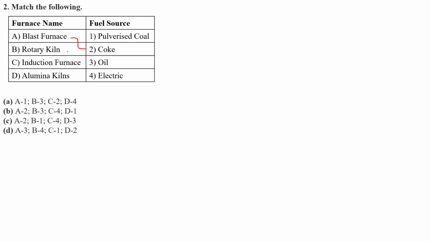While the rotary kiln, which is generally used for the production of direct reduced iron, uses pulverized coal as a fuel source material. While the induction furnace, or the electric arc furnace, generally uses electricity as a fuel source. Then there are alumina kilns, which use oil as a fuel source. We talked about the different types of furnaces and what type of fuel source they generally use.